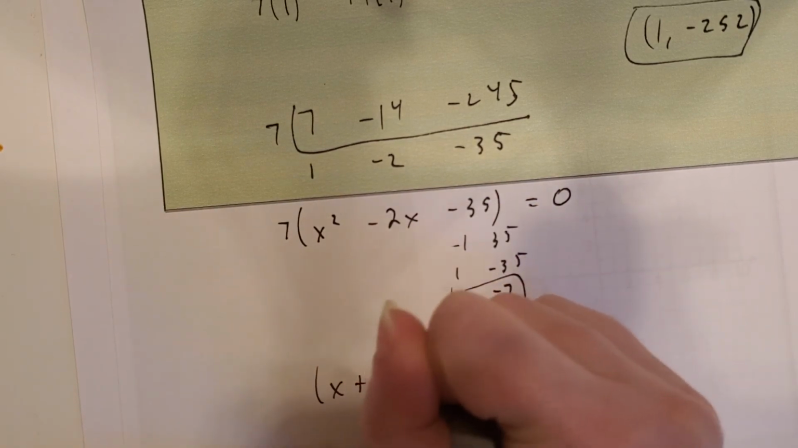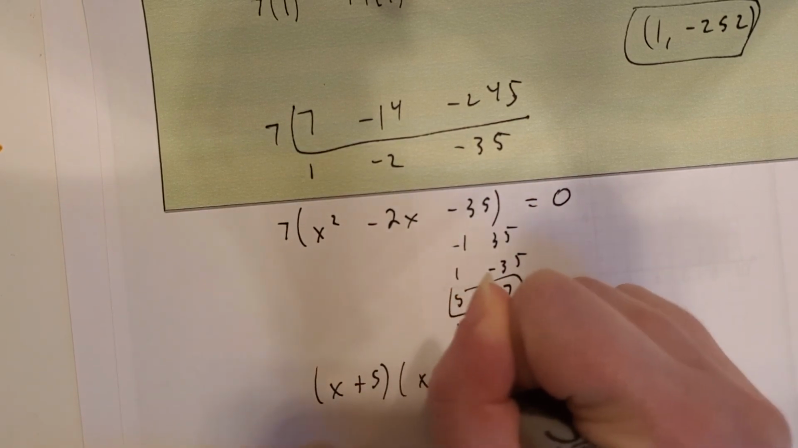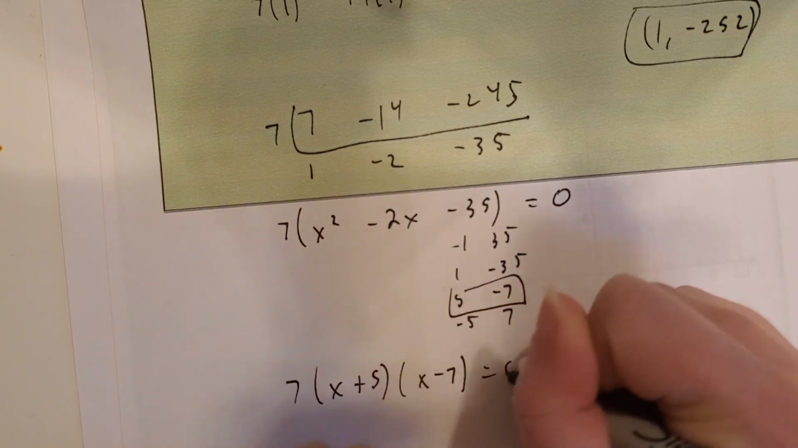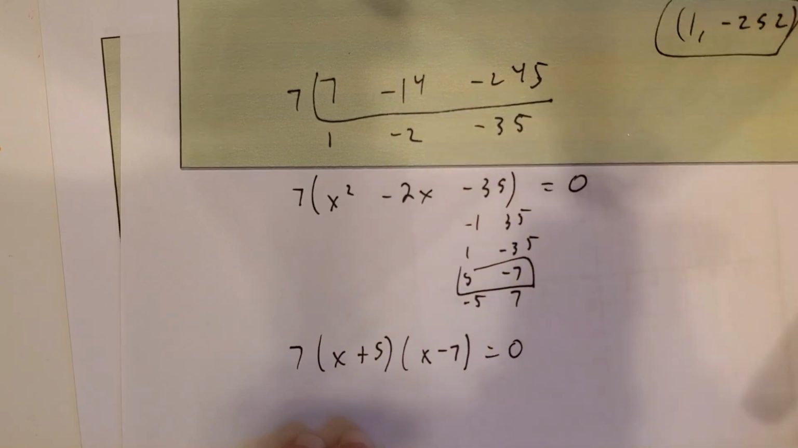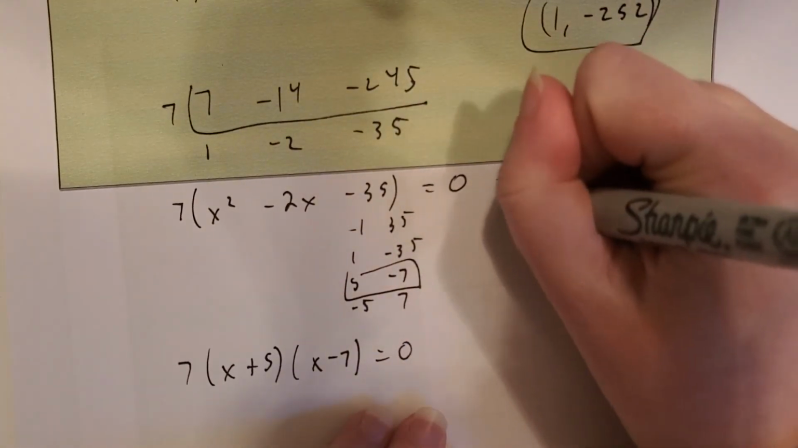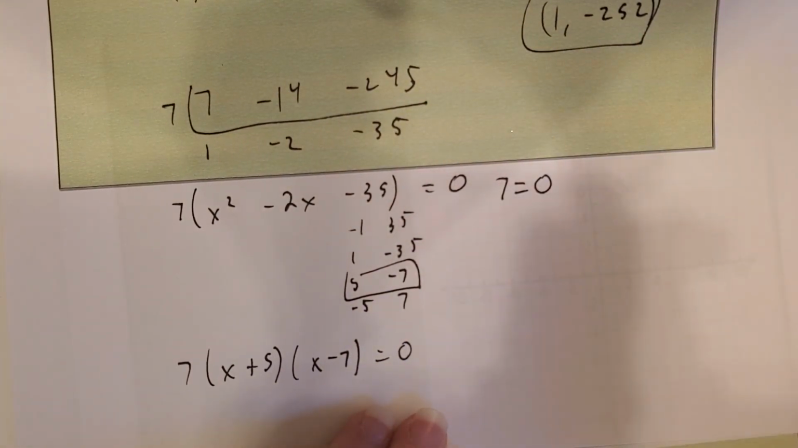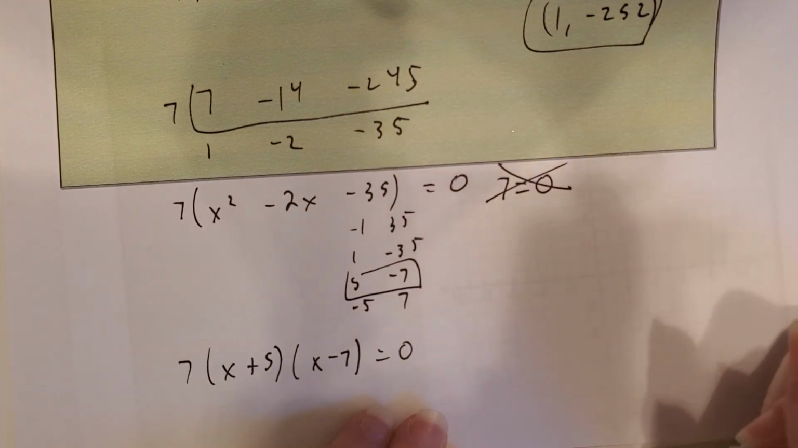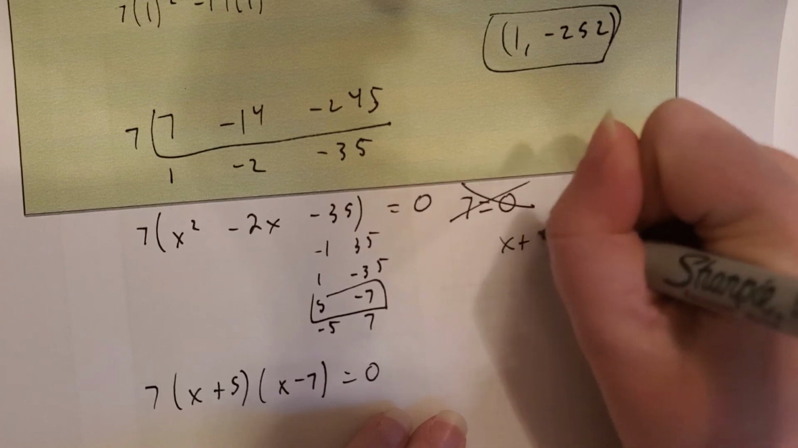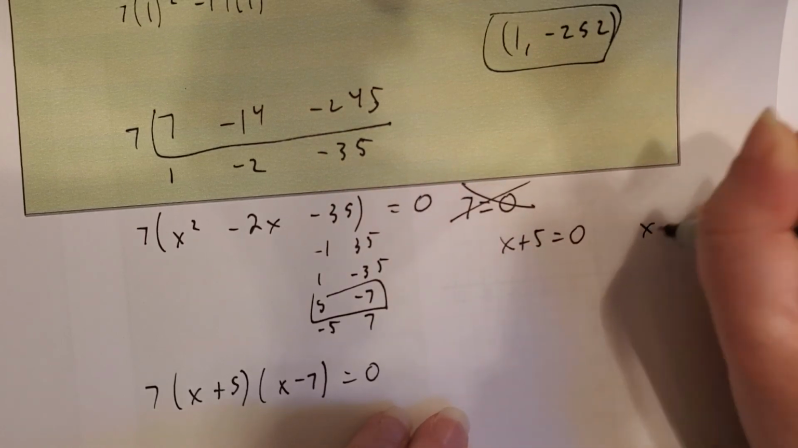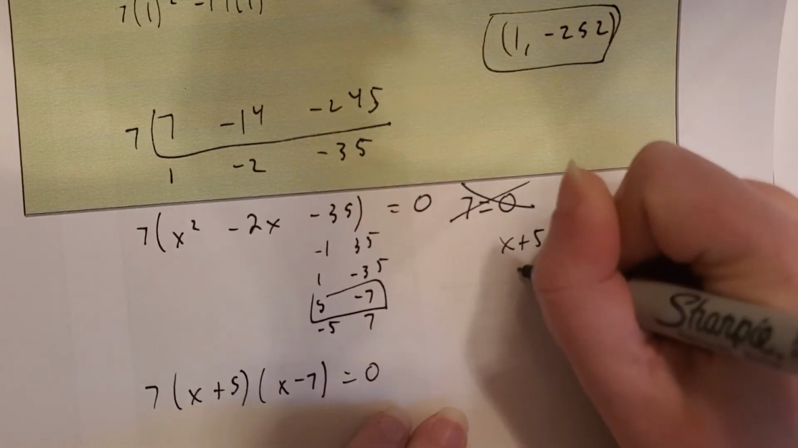x plus 5, x minus 7, with the 7 as the GCF, equals 0. Now we can break this up and solve. Again, 7 equaling 0 is not possible; it makes absolutely no sense. So we're just going to stick with x plus 5 equals 0 and x minus 7 equals 0, and then solve.